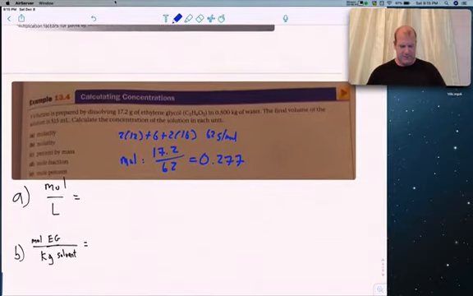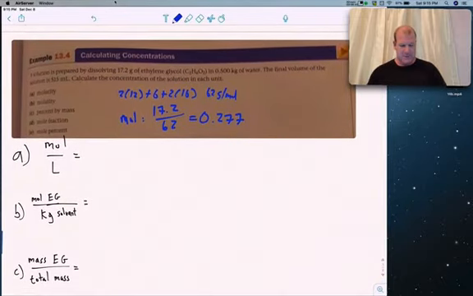Okay, so let's do this. We're preparing a solution by dissolving 17.2 grams ethylene glycol in a half a kilogram of water. The final volume of the solution is 515 milliliters. Calculate the concentration in terms of each one. So ethylene glycol is 62 grams per mole, and that's 0.277 moles of ethylene glycol.